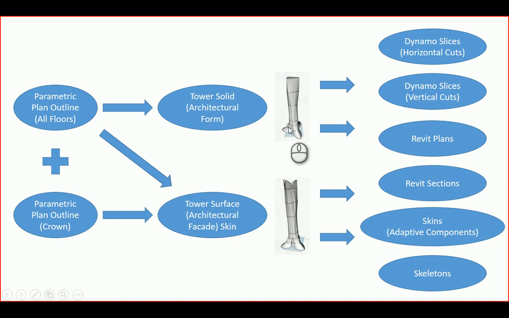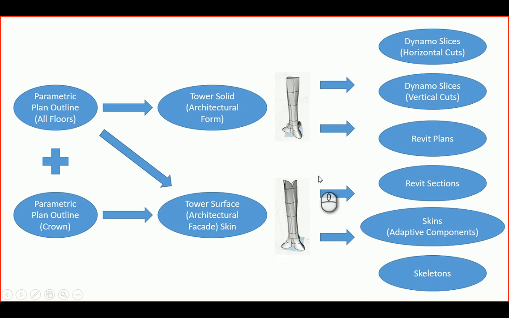Quickly summarizing what we've done in the previous four videos: we made a parametric plan outline for all the floors, which can be shown here, those 2D shapes. We also made the crown, which is also a parametric plan outline, but it's a 3D line rather than a 2D line that runs on the same plane. This one jumps up in the Z axis also. So the crown plus the parametric plan give us the surface, but the accumulation of the parametric plan gave us the solid part, or the architectural form, of the tower.